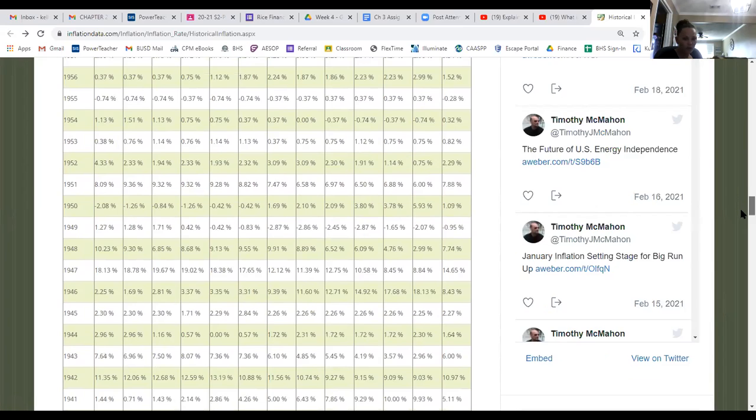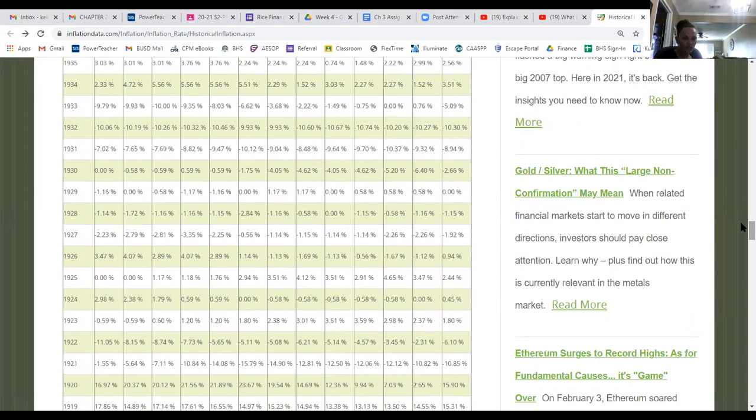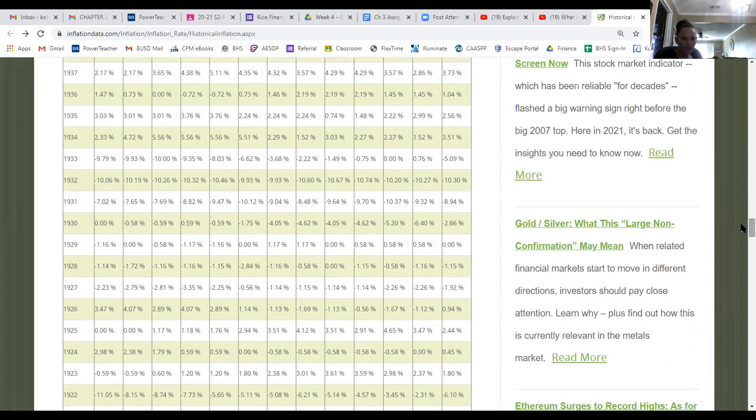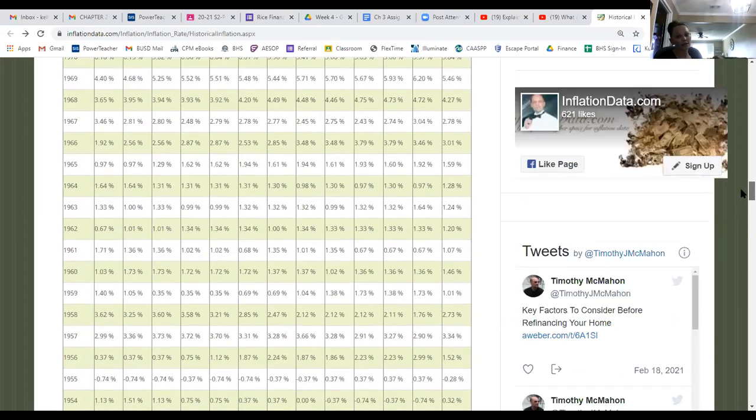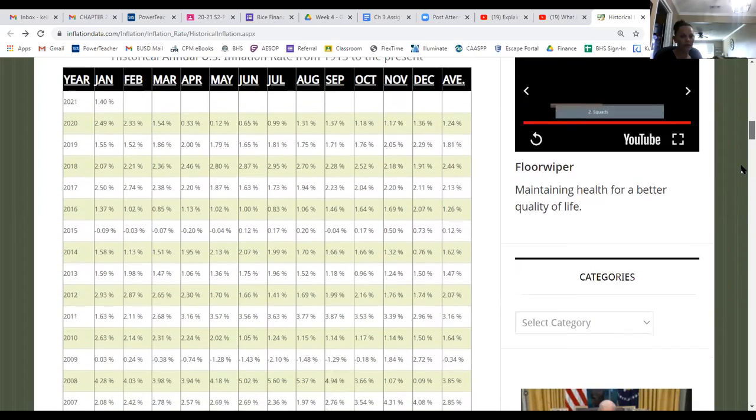Just scrolling way down here, Great Depression time, we can see from 1927 through 1933. This last column is the average. These were all either 0 or negative. So if you think about what's going on in the economy, it should be reflected in the inflation rate, typically speaking. Okay. No, you don't need to write any of those numbers down.